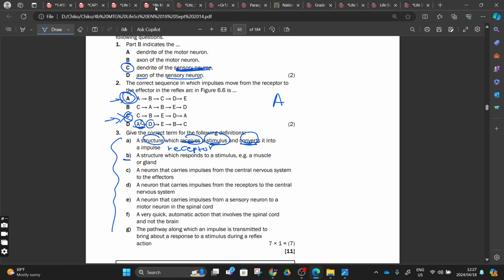Then number B, a structure which responds to a stimulus, e.g. a muscle or an organ. This one is the structure that is responding to the stimulus, a muscle or organ. We have the effector, right? Effector.